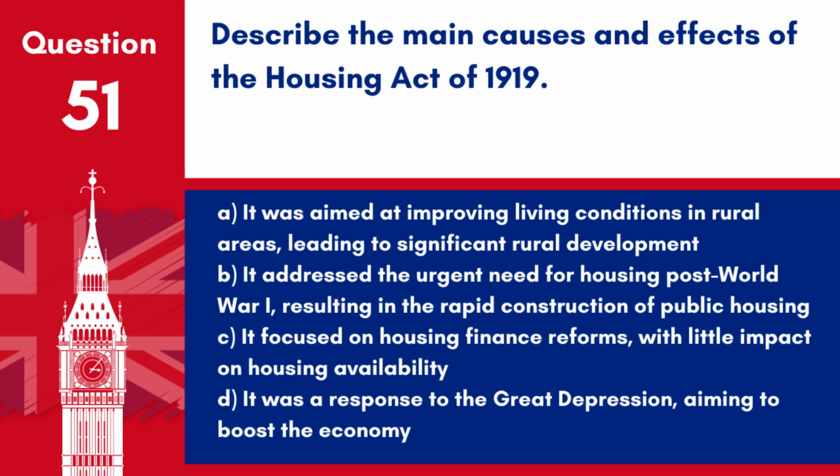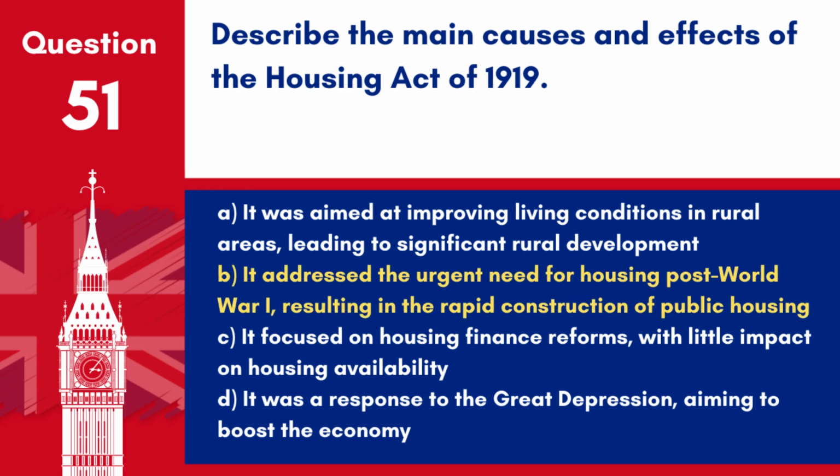Question 51. Describe the main causes and effects of the Housing Act of 1919. A. It was aimed at improving living conditions in rural areas, leading to significant rural development. B. It addressed the urgent need for housing post-World War I, resulting in the rapid construction of public housing. C. It focused on housing finance reforms, with little impact on housing availability. D. It was a response to the Great Depression, aiming to boost the economy.